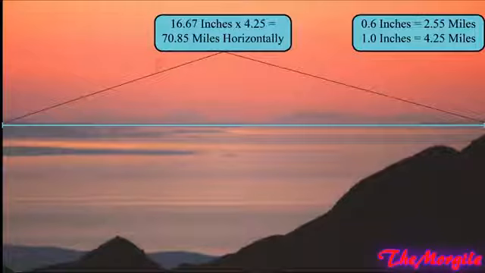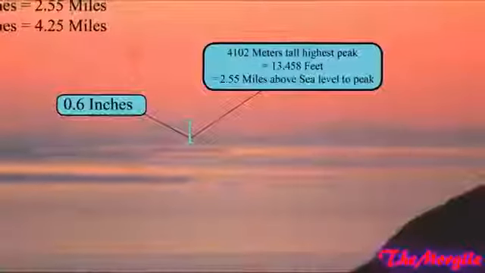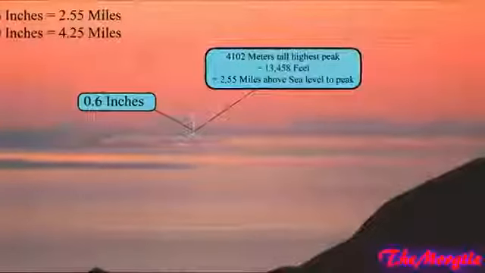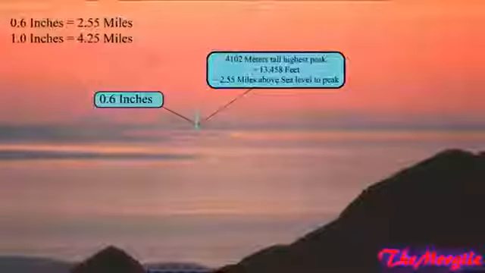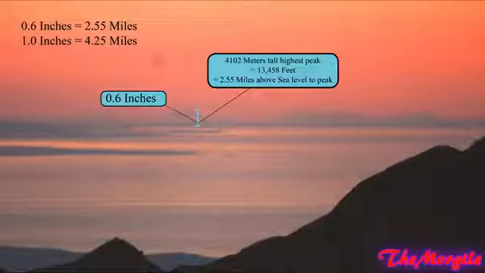So just to give you the scale, I used InDesign precision measuring lines to get it as close as possible to scale. So 2.55 miles, which is the height of that peak, is about 0.6 inches on this document. And you can translate that to a single inch equals 4.25 miles to scale. And so the next slide, we'll just apply this.